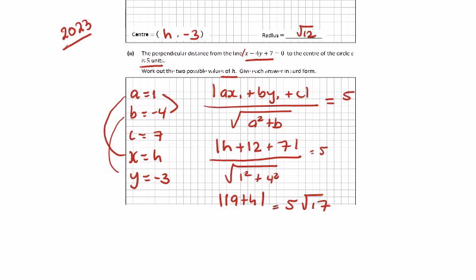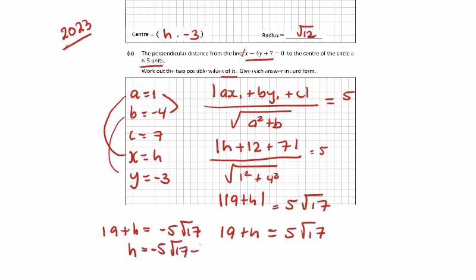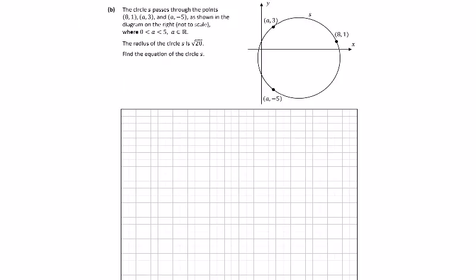So we can have the positive and negative of the right hand side. So 19 plus h is equal to 5 root 17, or 19 plus h is equal to -5 root 17. So h is equal to -5 root 17 minus 19, and h is equal to 5 root 17 minus 19. Nice and easy part A for you in the circle.